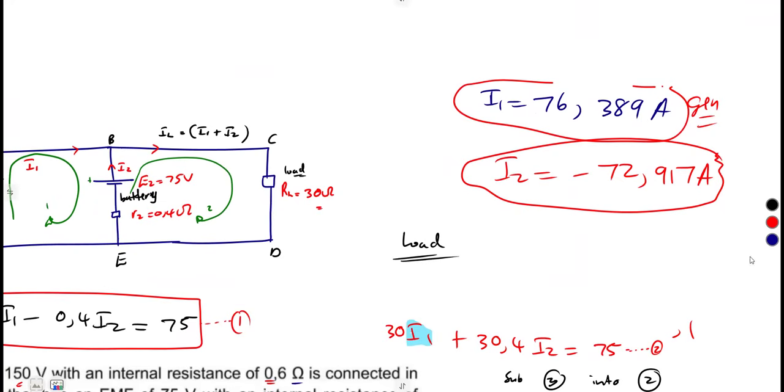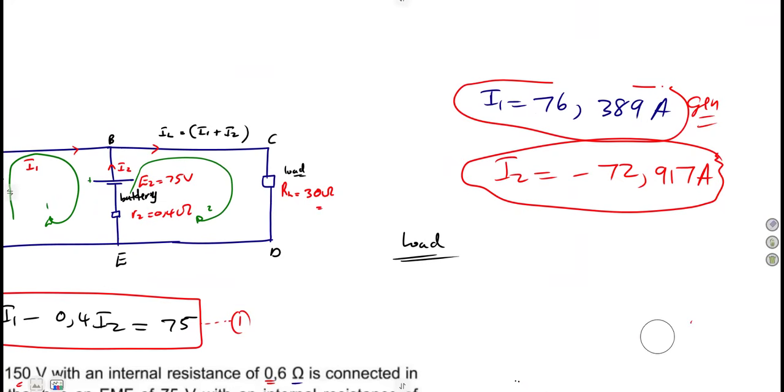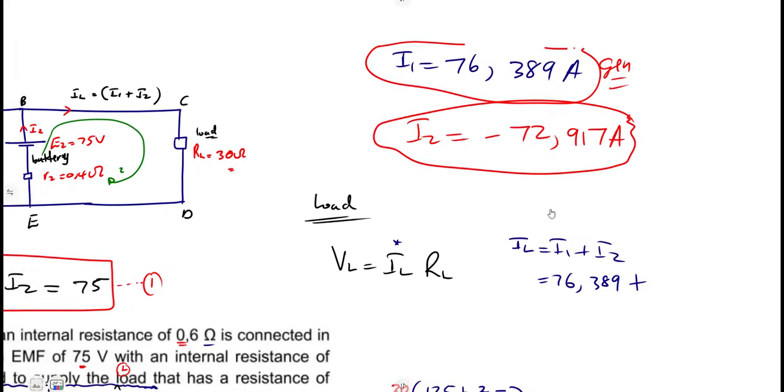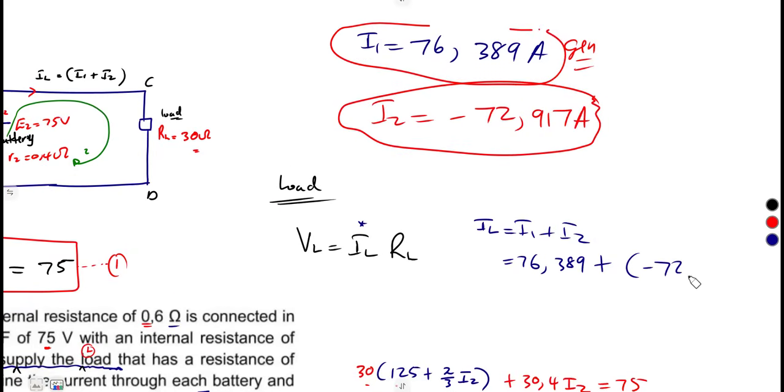Across the load. So the voltage drop across the load was simply going to be the current across the load times the resistance across the load, which we do not have. So you have to calculate it from I1 plus I2. So our I1, we have it as 76,389 plus I2 with a negative 72,917 as it is.